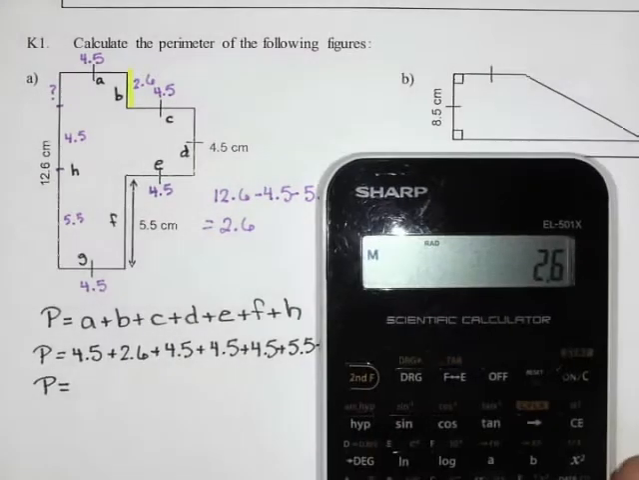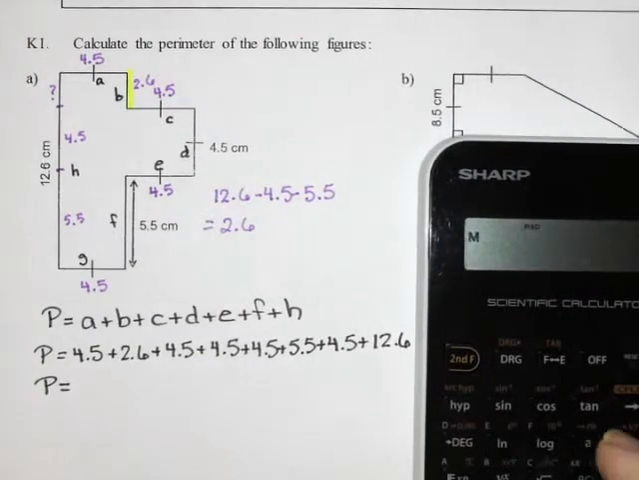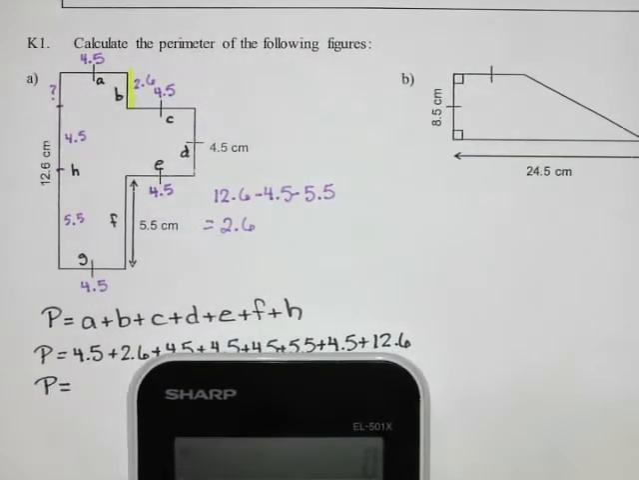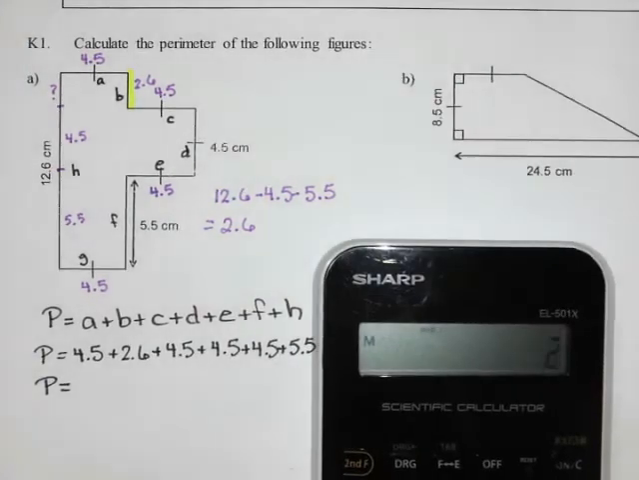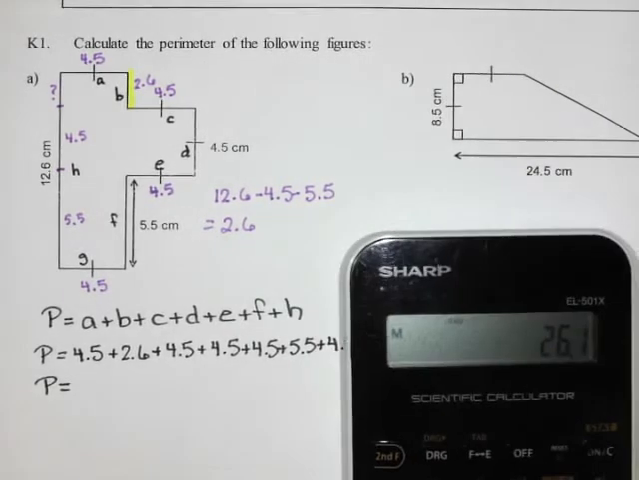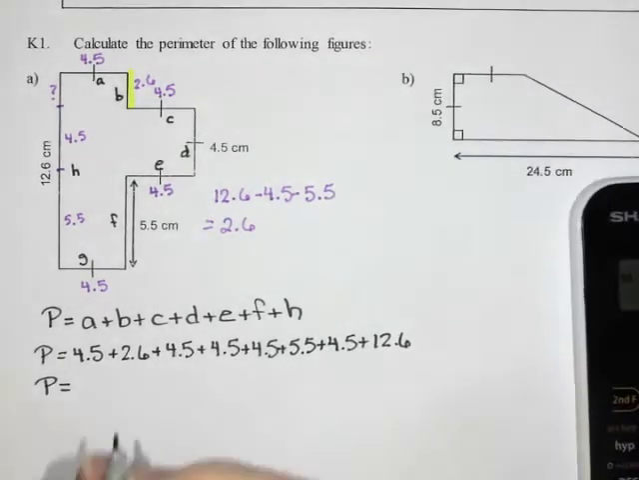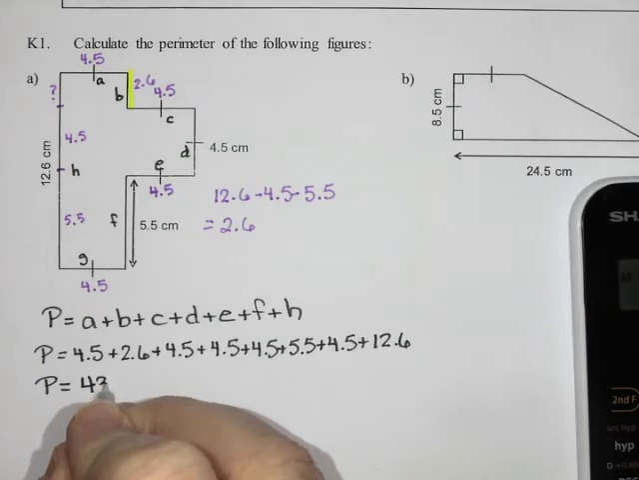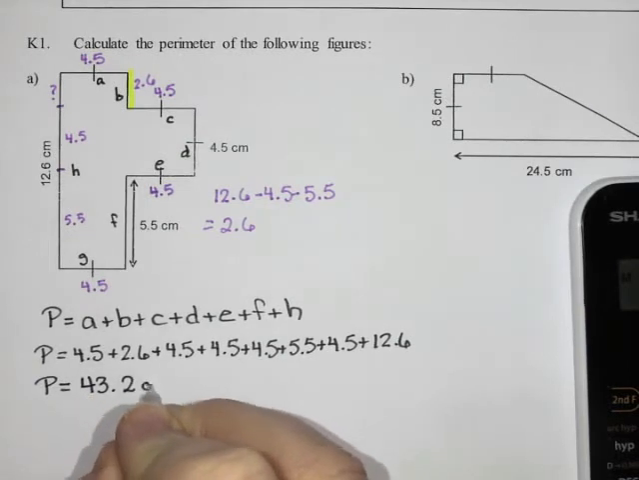I'm going to add those together on my calculator. So 4.5 plus 2.6 plus 4.5 plus 4.5 plus 4.5 plus 5.5 plus 4.5 plus 12.6 is 43.2. So the perimeter is 43.2 centimeters.